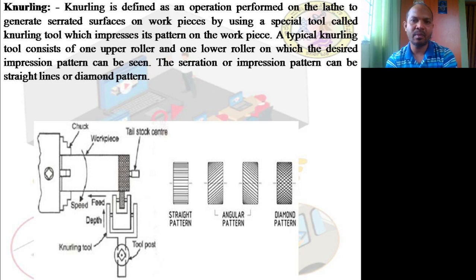Knurling is defined as an operation performed on the lathe to generate serrated or impression surfaces on the workpiece by using a special tool called a knurling tool, which impresses its pattern on the workpiece. A typical knurling tool consists of one upper roller and one lower roller on which the desired impression pattern can be seen. Okay.